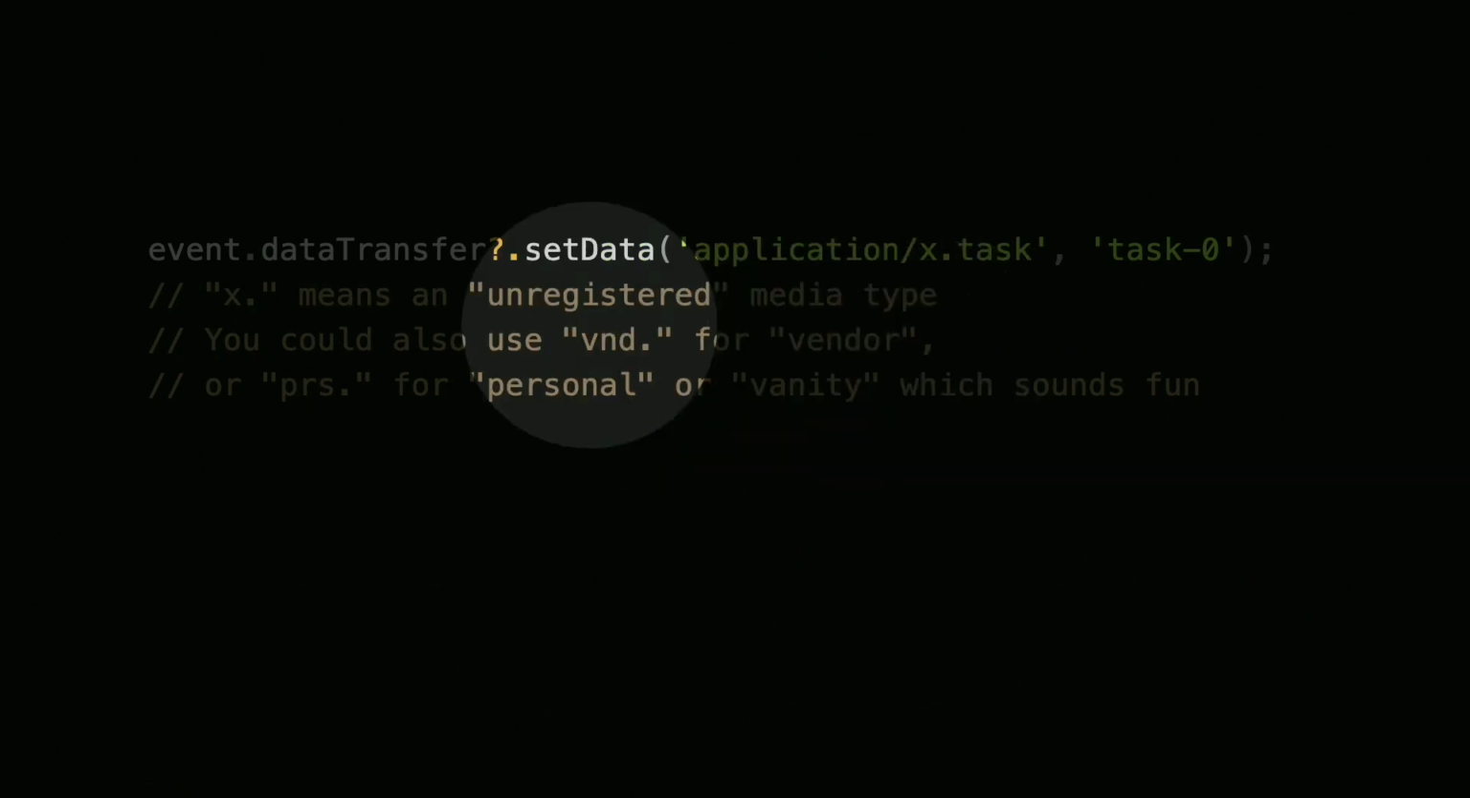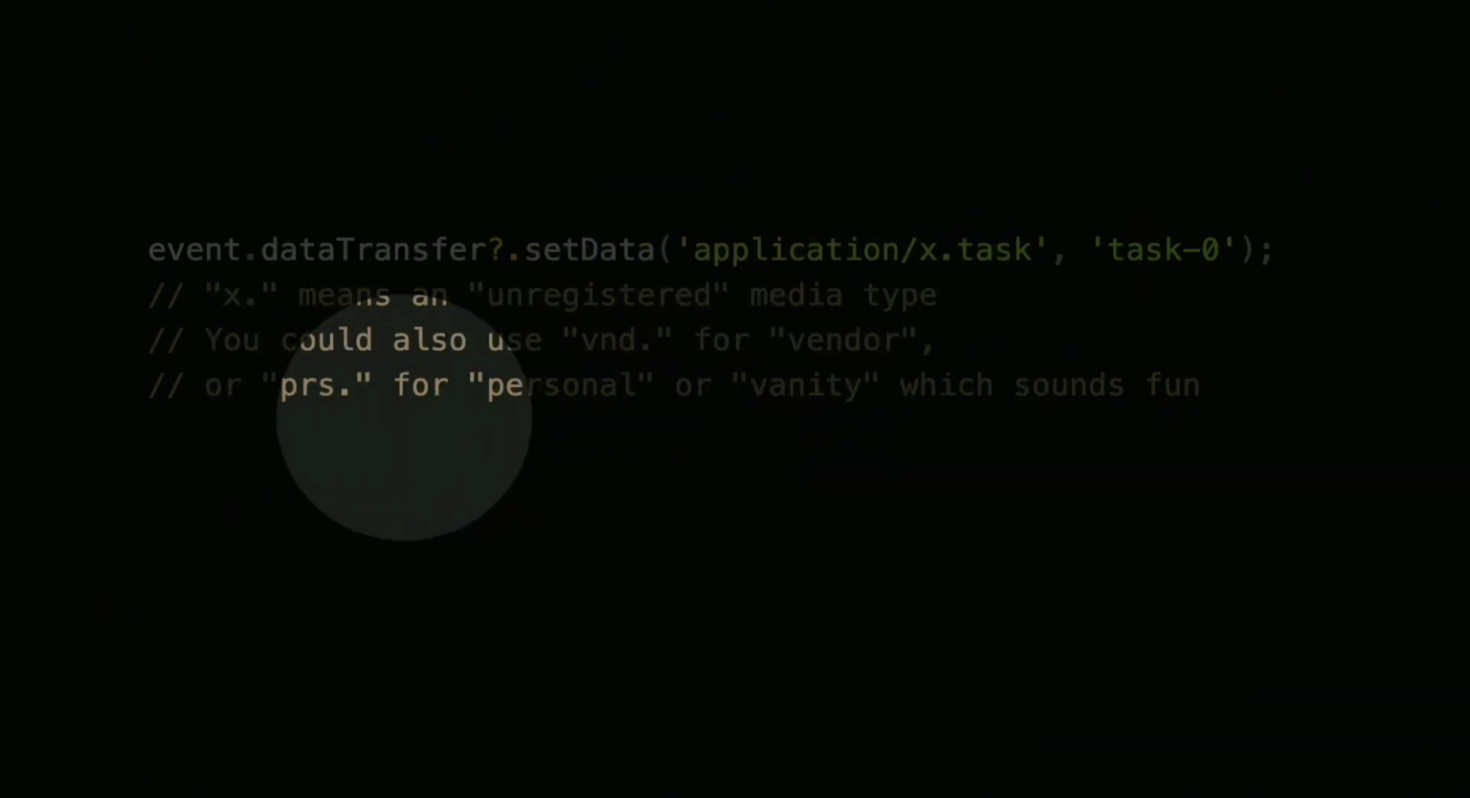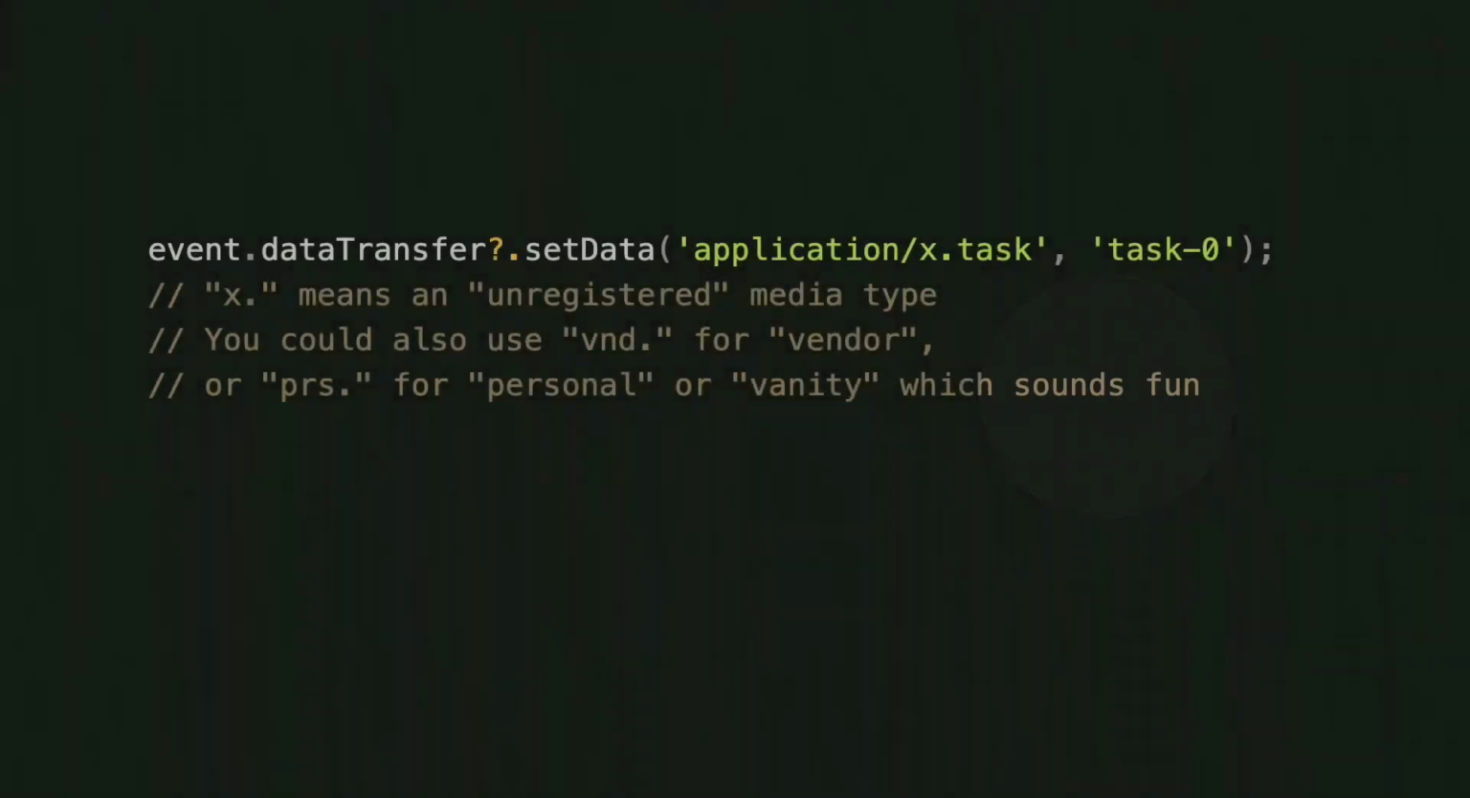X means unregistered. You can also use other fun prefixes like VND for vendor, PRS for personal, or vanity, which kind of sounds fun. But yeah, if you only want that type to be used by your app, you can just specify some prefix, and that's fine.